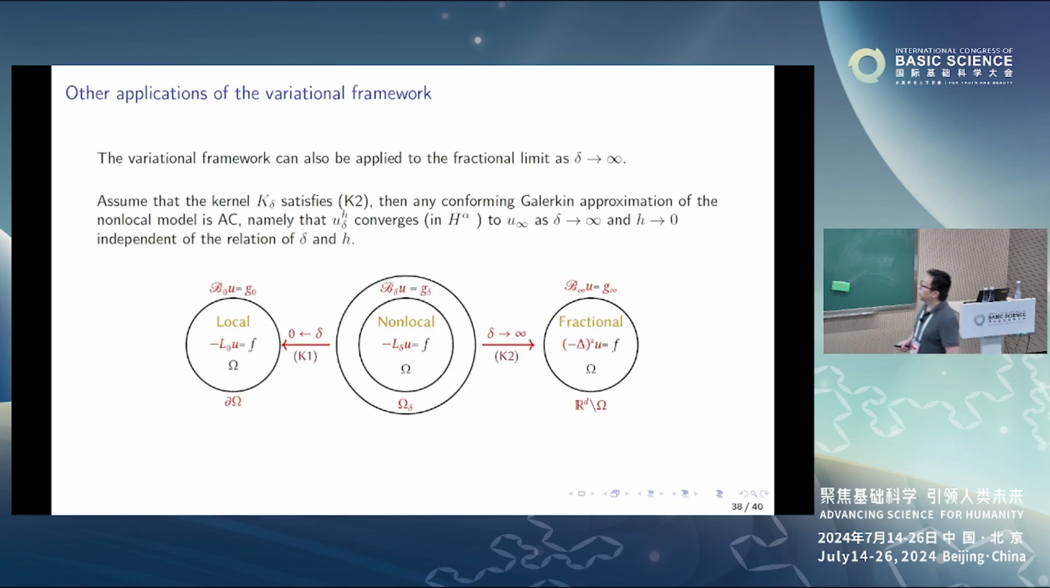And similarly, when delta goes to infinity, we can also prove this convergence. So if K delta satisfies the K2 scaling, then any conforming Galerkin approximation of the non-local model should be AC. That means as delta goes to infinity and H goes to 0, your numerical solution converges to U infinity, which is the solution to the fractional diffusion equation. And this convergence is strong in H alpha, and independent of delta and H.